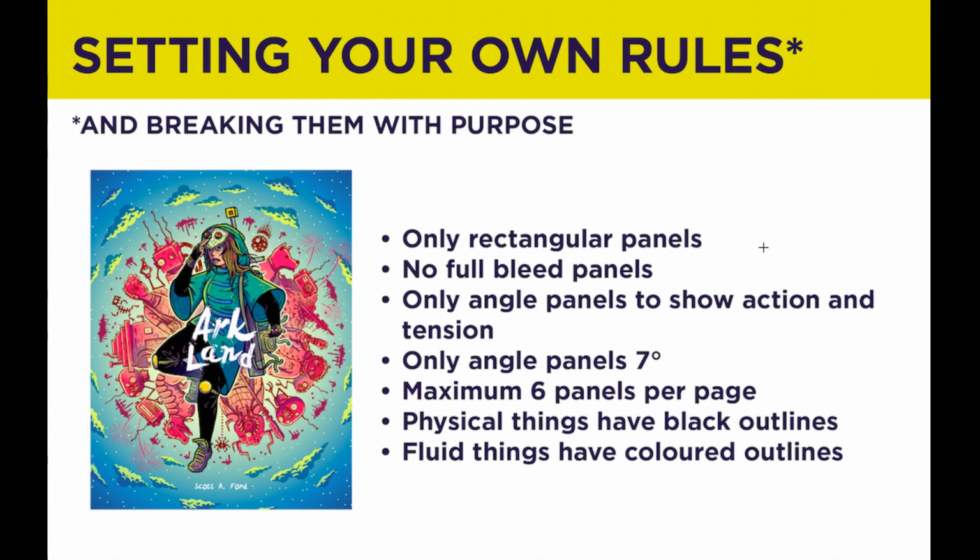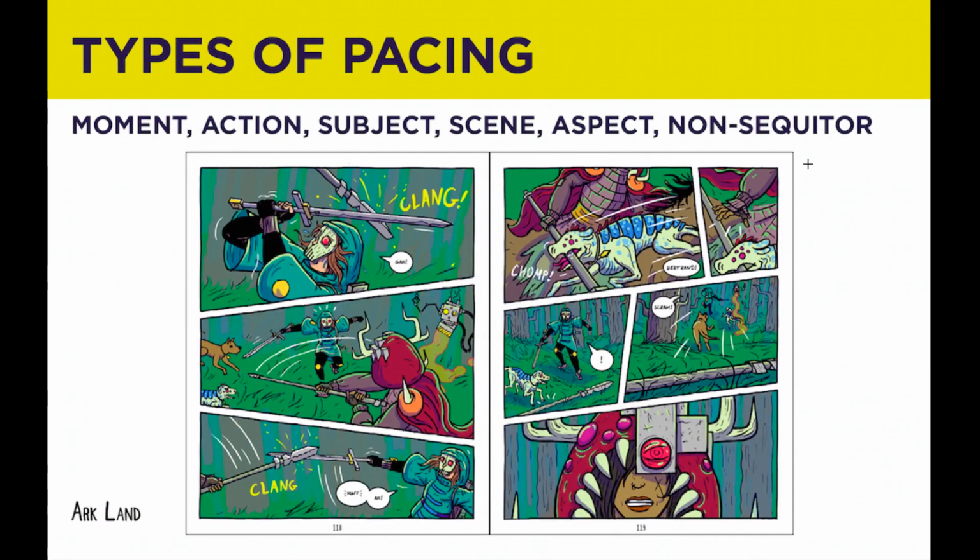So for Arcland, the rules that I decided were only rectangular panels, no full bleed panels, and full bleed panels are panels where the artwork spills out of the edge of the panel and goes right to the edge of the page. I'll show some examples of that in a little bit. So I didn't want that. I wanted everything contained within the margins for Arcland.